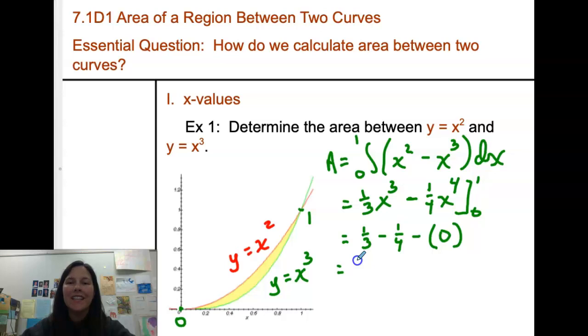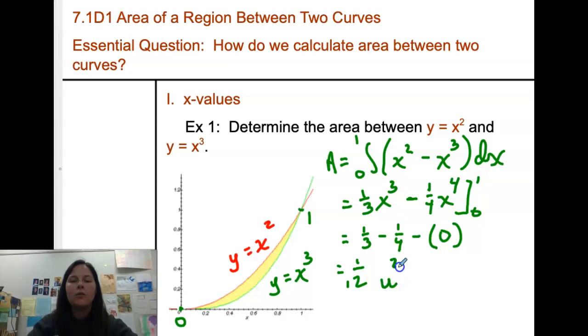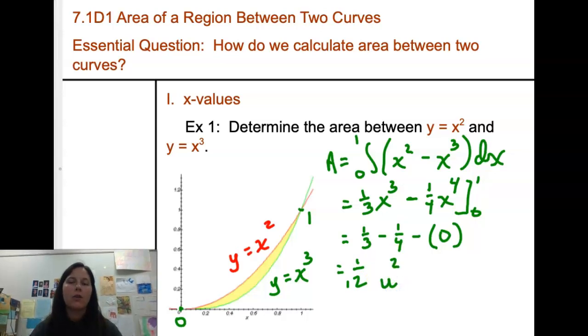I do not. They're not exact values. The fraction gives you the exact value. So we have 4/12 minus 3/12, which gives us an area of 1/12. I do want you to put units squared for all of the answers for your area, just to remind you that that's what we're finding when we're doing this integral, is the area under the curve, and in this case, the area between two curves.